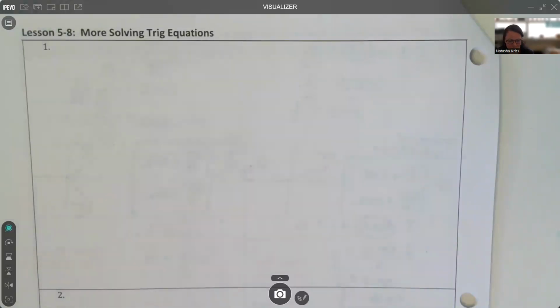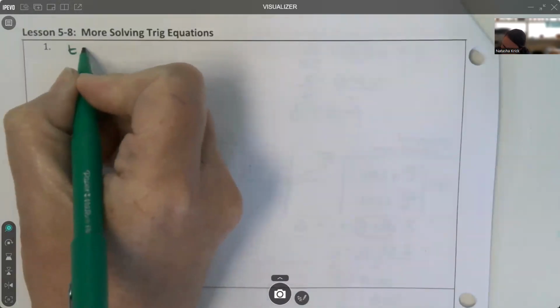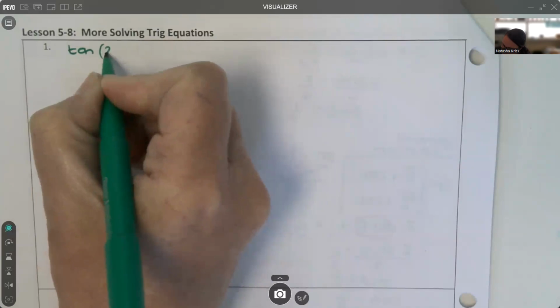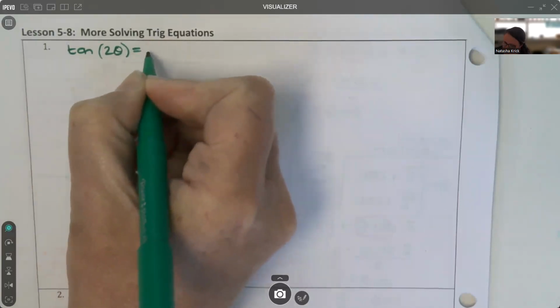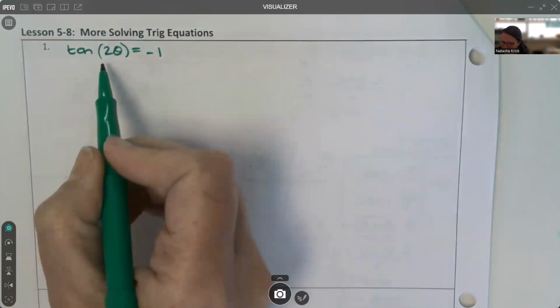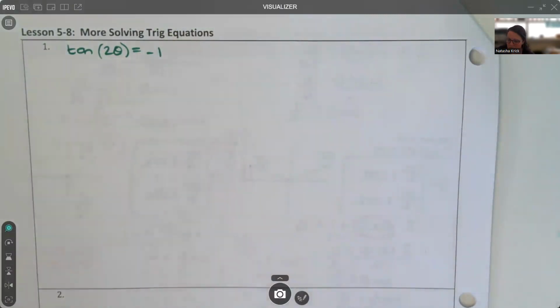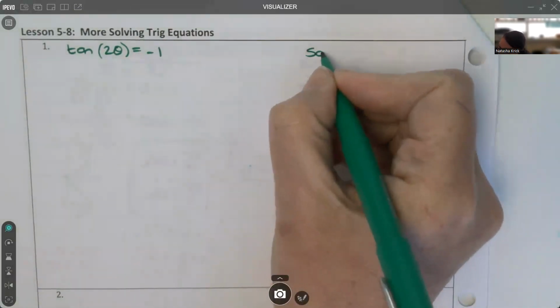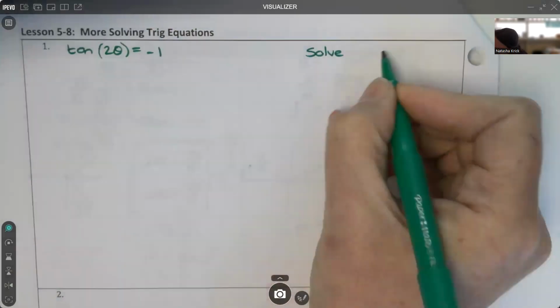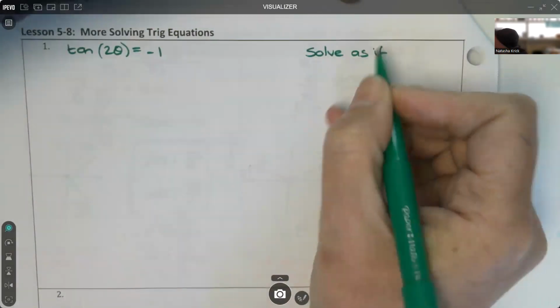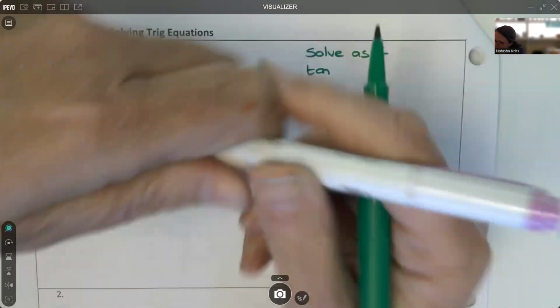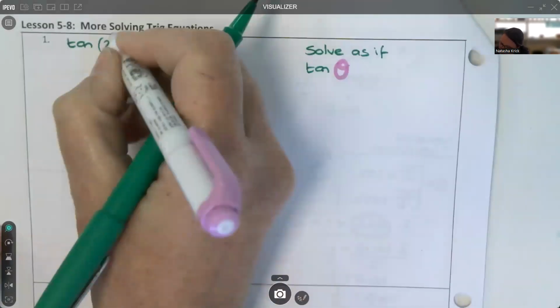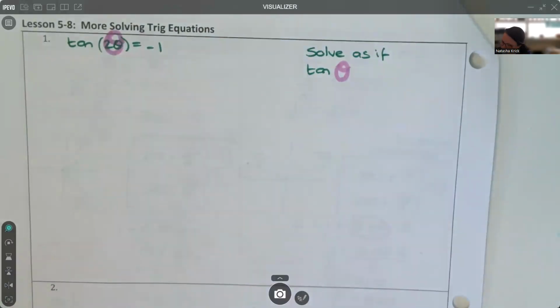Okay, we're going to be solving some more trig equations today. But this time, they're going to look a little bit different from what we did last week, because instead of just having a theta right there, you'll notice that it says there's 2 theta. And so what you want to do is think to yourself, just solve as if it just said tangent of theta.